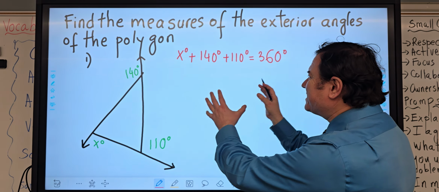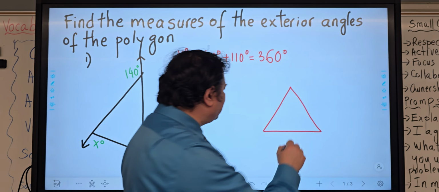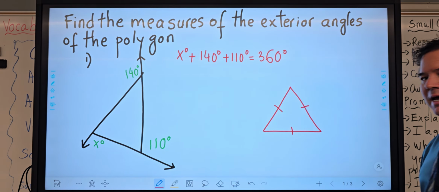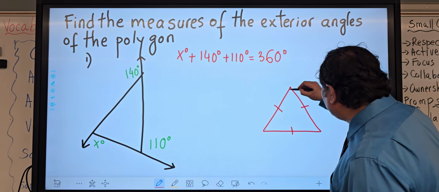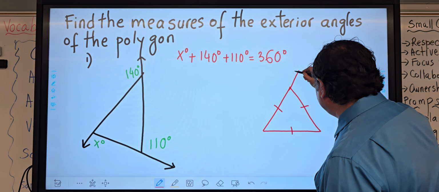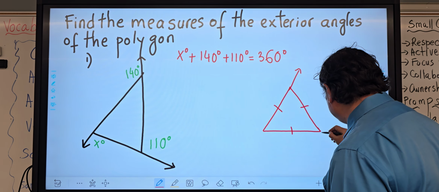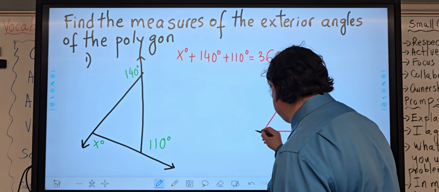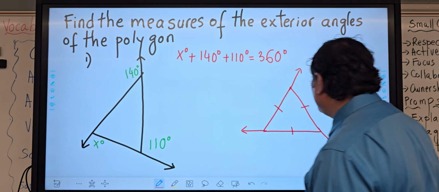For example, if we have an equilateral triangle, I'll do my best to draw this triangle. An equilateral triangle has all sides the same. If we extend each of these sides, one here, one there, and one here, we are going to create some exterior angles.